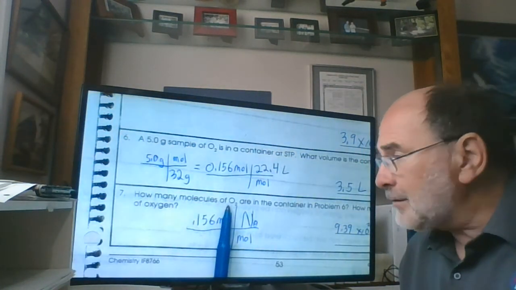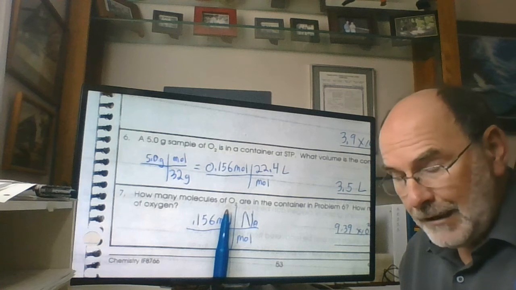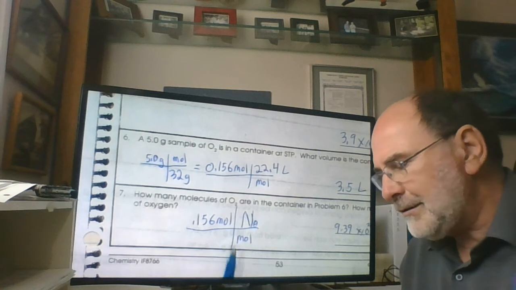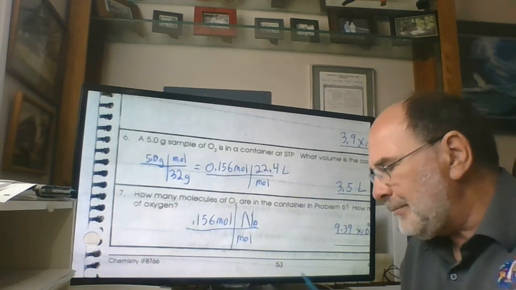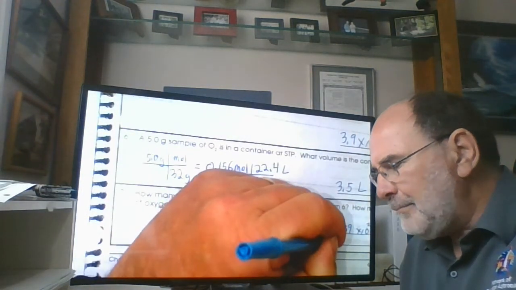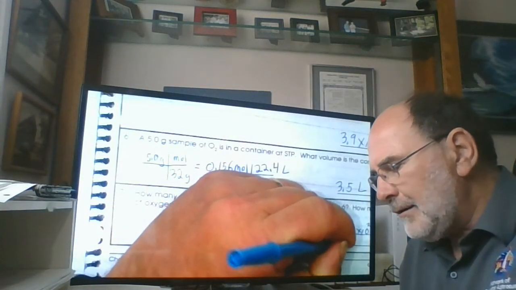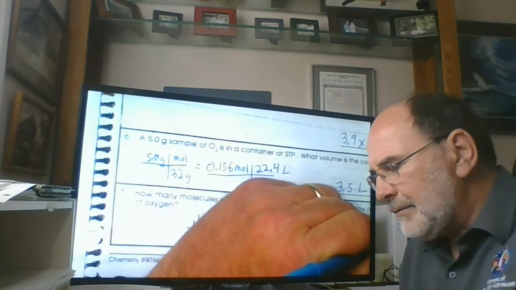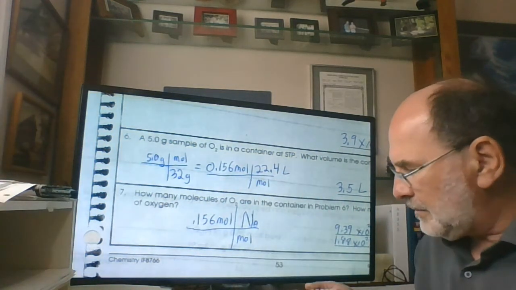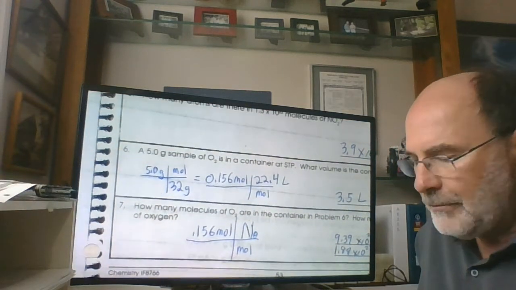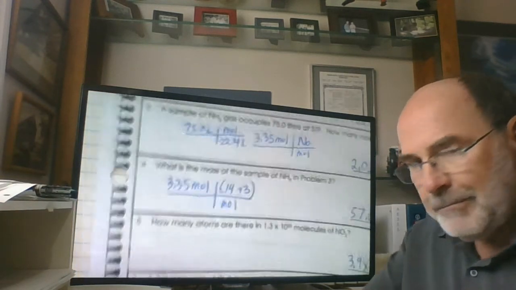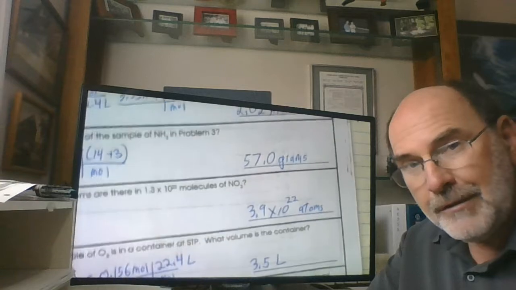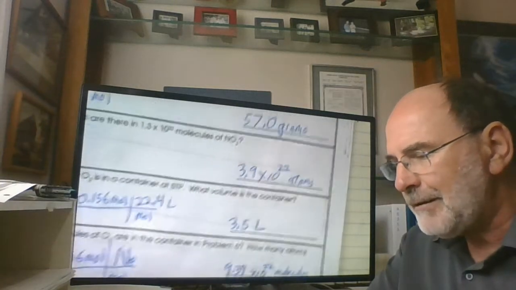Now, each molecule of oxygen, being diatomic, has 2 oxygen atoms. So I need to double this number, which is 1.88 times 10 to the 23rd power atoms. And there, I've just done your entire worksheet for you. Makes it hard for me to give you points for doing it now that I'm sharing with you the secret of how to do all these problems.